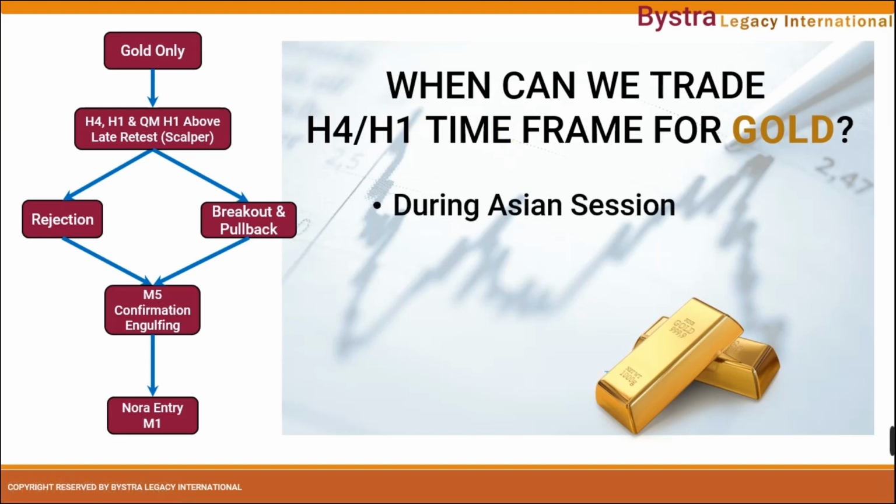Normally it is during the Asian session, because during this time the volatility is very low. It's not as high. However, for gold, even though during the Asian session the market volatility is low, gold normally will have a movement of around 30, 50 to 100 pips as well.